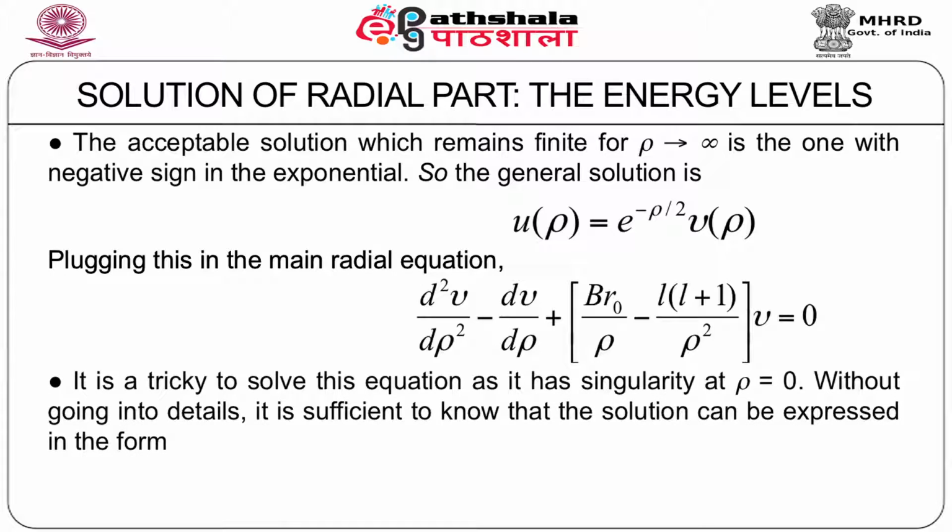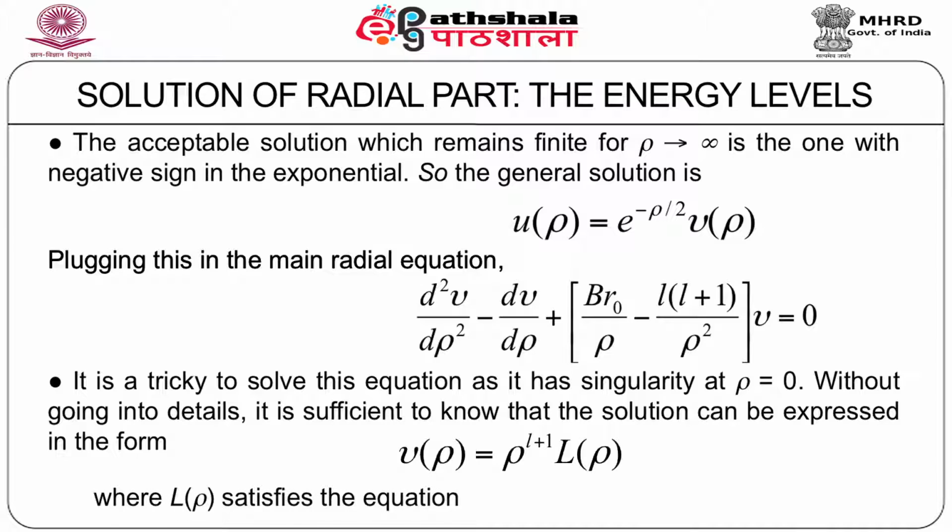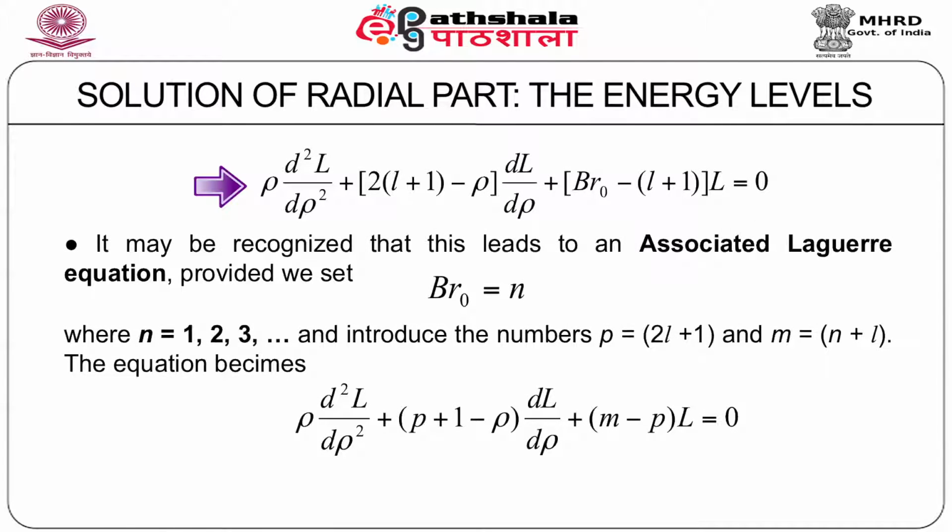Now it is tricky to solve this equation as it has a singularity at rho equals 0. Without going into details, it is sufficient to know that the solution can be expressed in the form v(rho) equals rho to the power l plus 1 times L(rho), where L(rho) is a new function. This satisfies the equation which appears as the first equation on the screen right now. It may be recognized that this leads to an associated Laguerre equation, provided we set b r_0 equal to n, where n is equal to 1, 2, 3, and so on, and introduce the numbers p equal to 2l plus 1 and m equal to n plus l.